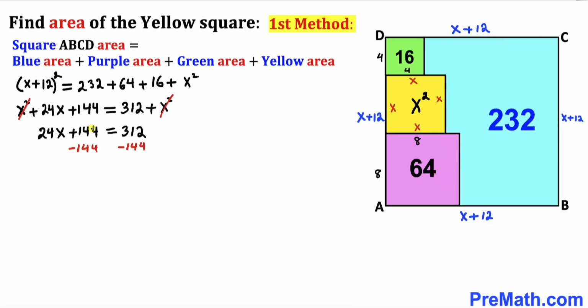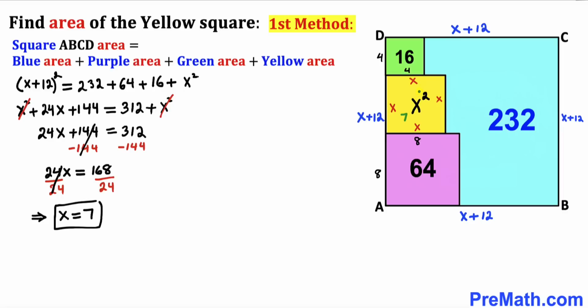And now let's subtract 144 from both sides. This is gone. So therefore 24x turns out to be 168. And now let's divide both sides by 24 to isolate x. So therefore our x value turns out to be 7 units. So thus the side length of this yellow square turns out to be 7 units.